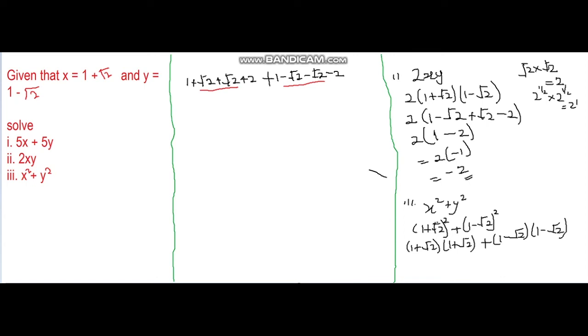Good. So after that, all the square roots go away. We will be having 1 plus 2 plus 1 plus 2, no, 1 minus 2. So this side will give us 3 and this side will give us minus 1. So 3 plus minus 1 will give us what? 2. So that will be our final answer for the third one.